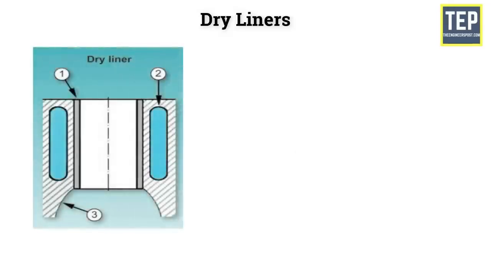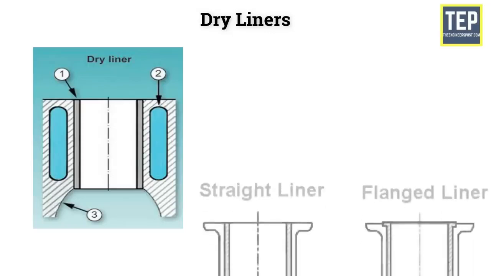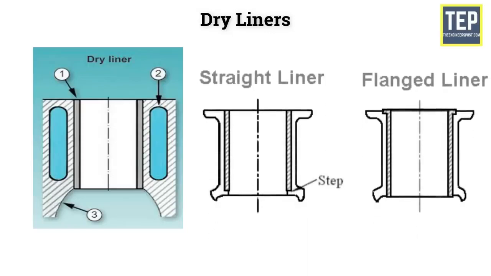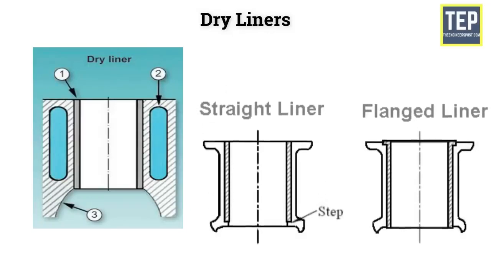Dry liner is made in the shape of a barrel with a flange at the top, which keeps it in position. The entire outer surface bears against the cylinder block casting, and hence, these are machined accurately at both outer and inner faces.